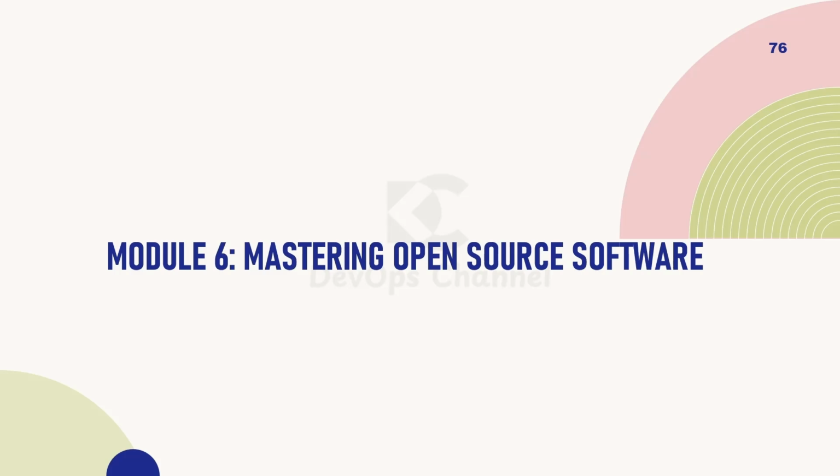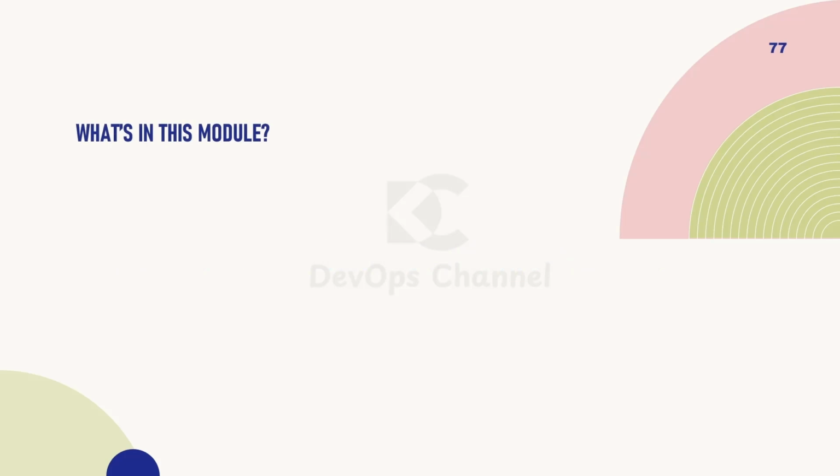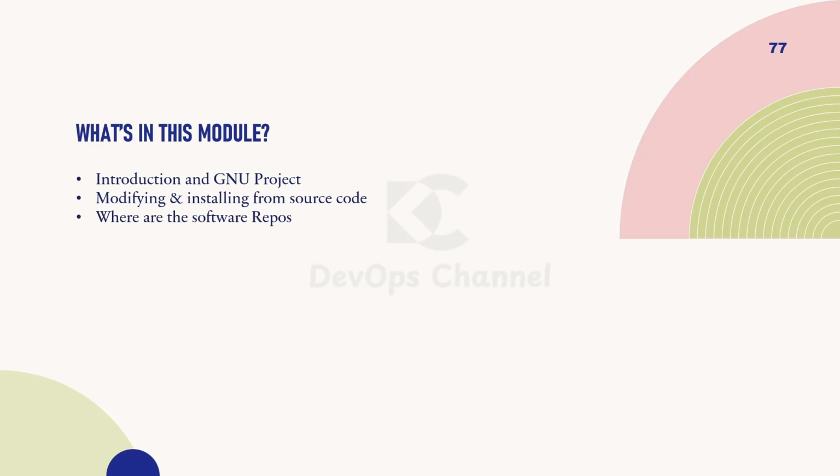Okay. In this lecture, we will learn how you can explore and learn about open source software, what it is, and how it is related to Unix or Linux. In this module, first you will learn about the GNU project: what it is, how it was developed, by whom, and how it is related to Linux. Then you will learn how you can modify and install code from source code, and where the software repositories are where you can find your required software.